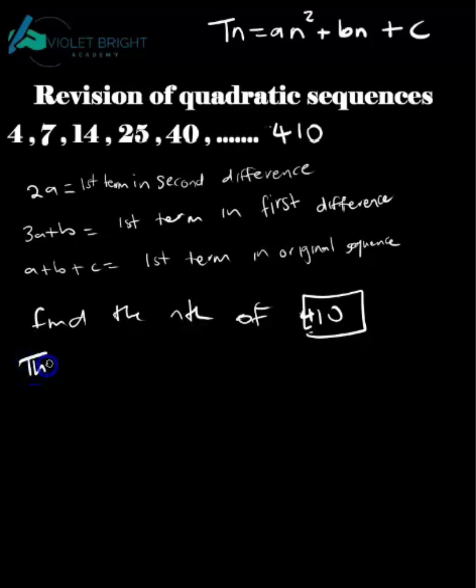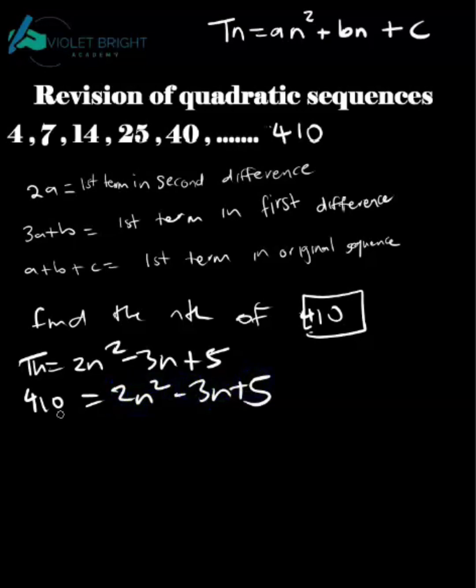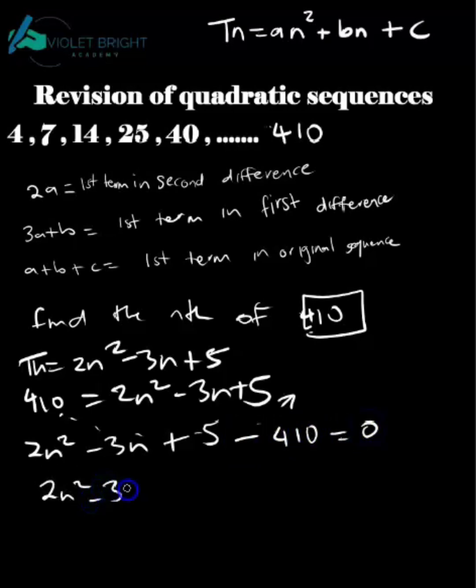You still remember the equation was 2n squared minus 3n plus 5. So it's 410 equals 2n squared minus 3n plus 5. So take this one to the other side, it will change the sign. Minus 3n plus 5 minus 410 equals 0. So 2n squared minus 3n, and here we'll just get another bigger number that is negative. So from here we can start solving.